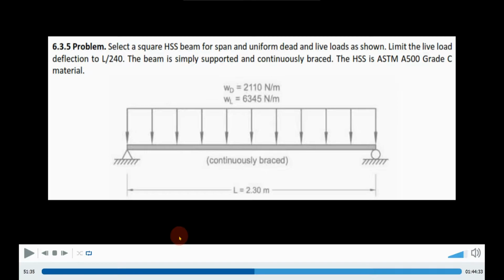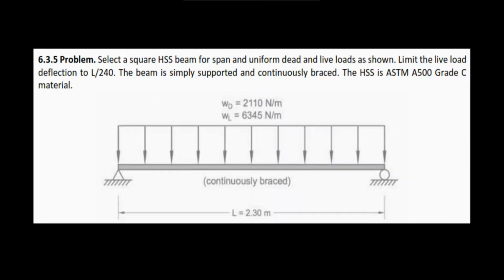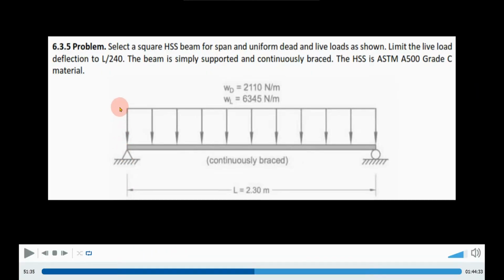For the next example, select a square hollow structural section beam for the span and uniform dead and live loads as shown. Limit the live load deflection to length over 240. The beam is simply supported and continuously braced, and the HSS is ASTM A500 grade C material. So this is the illustration of our member.